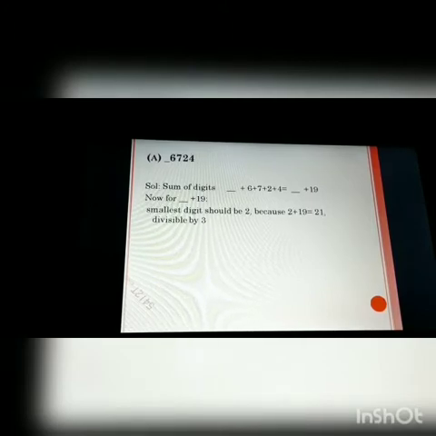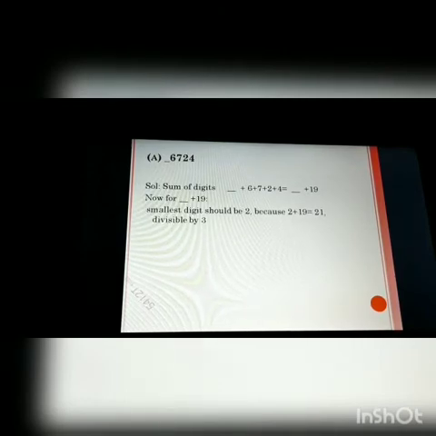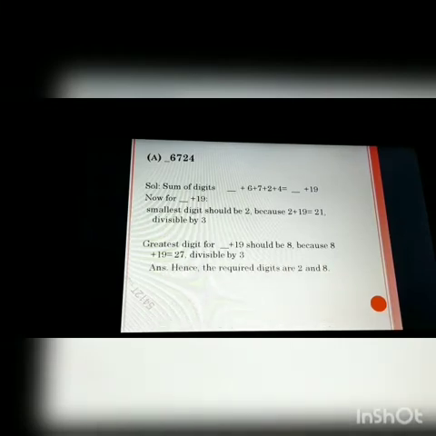Now we'll check for the maximum. Maximum will start from the greatest single digit number, that is 9. Now 9 plus 19 is 28. It can't be possible. Now the next number we'll take is 8. 8 plus 19, yes, forming 27. It's divisible by 3. So the greatest number for this blank should be 8. Hence the required numbers are 2 and 8.